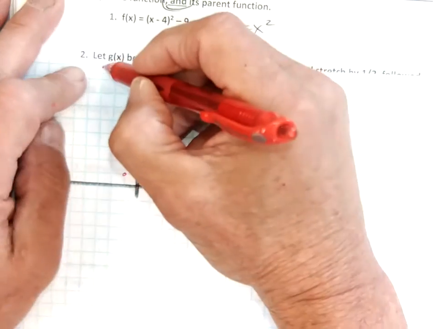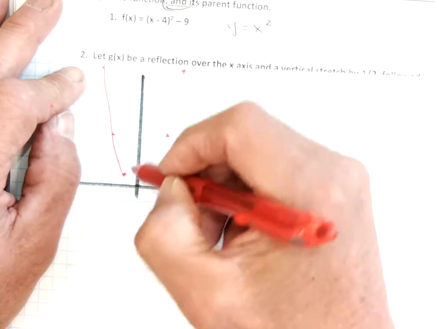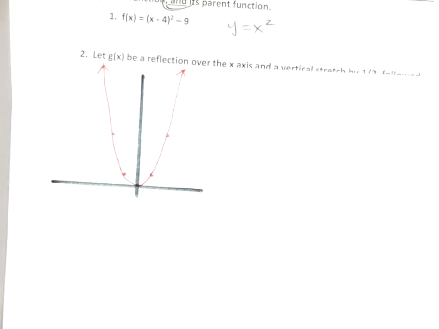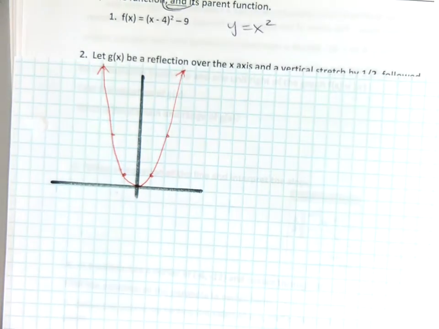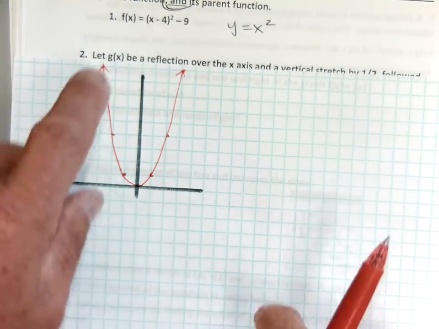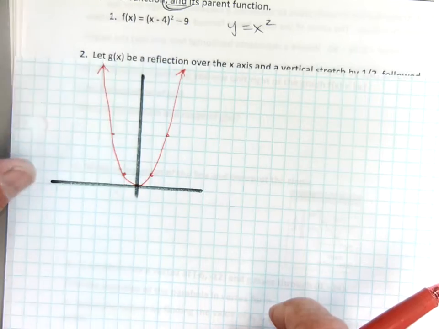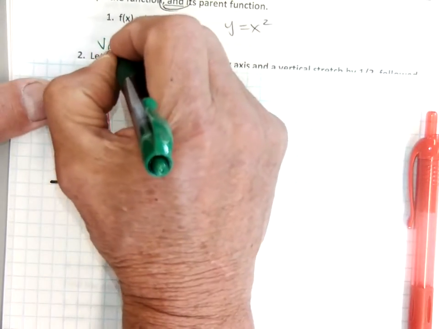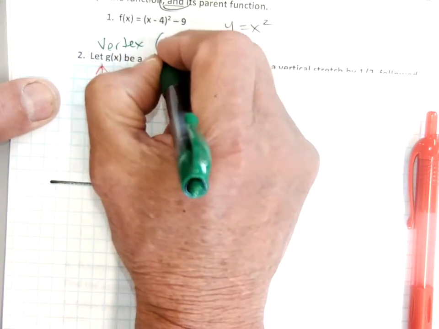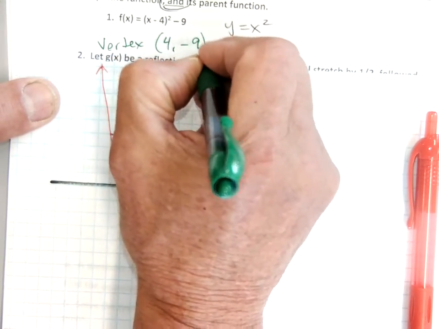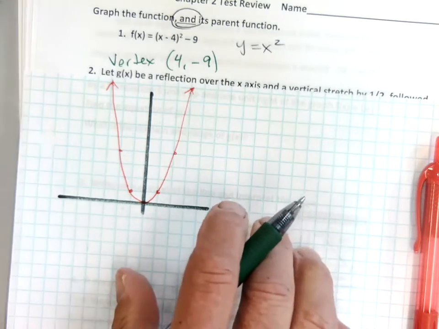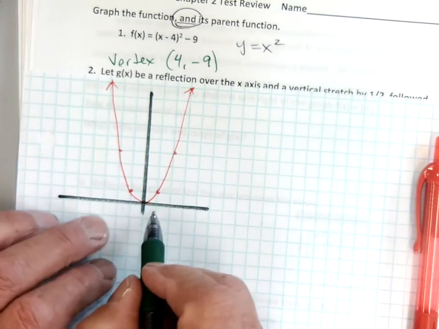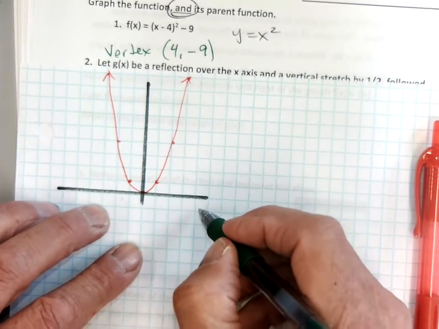It is a parabola. We need both. Everybody should be able to get the parent function correct. It's a parabola. It's a parent function. Now, in vertex form, this parabola has a vertex at positive 4, negative 9. So we're just going to move this parabola to 4, negative 9.